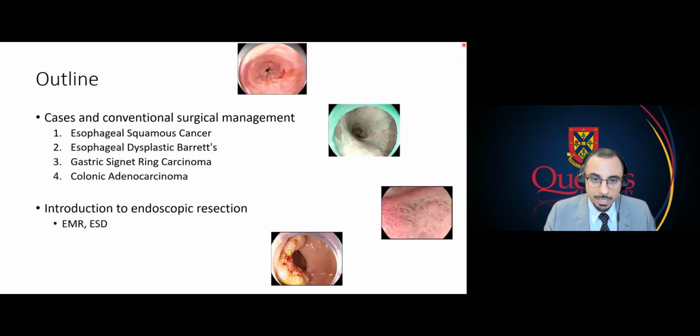So we'll go over a couple of cases initially. So we'll go over an esophageal squamous cancer, a dysplastic Barrett's, an early gastric cancer, and a colonic adenocarcinoma. And then we'll just introduce EMR and ESD.